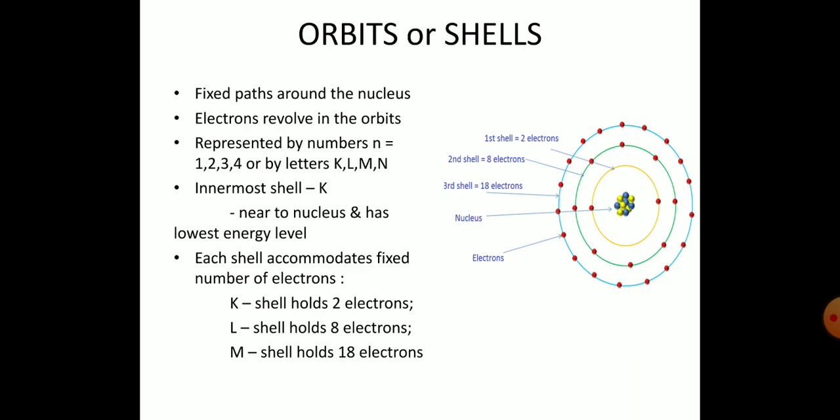The green color shell can have 8 electrons. Coming to the third shell, you have 18 electrons. Now you see they do not have the same count, it is not being increased. They are following the formula 2n squared. What is n? n is the number of the orbit.